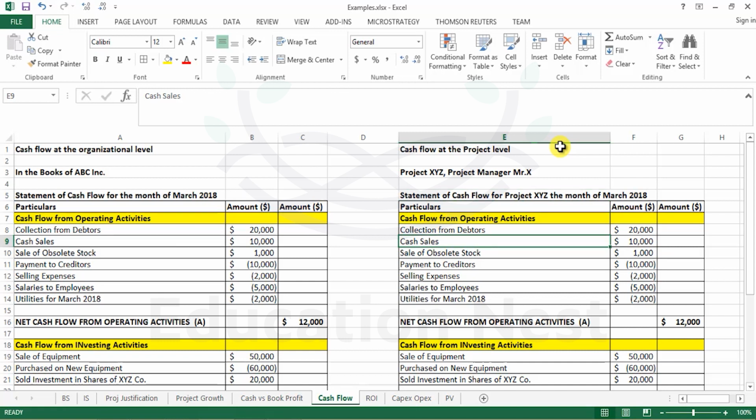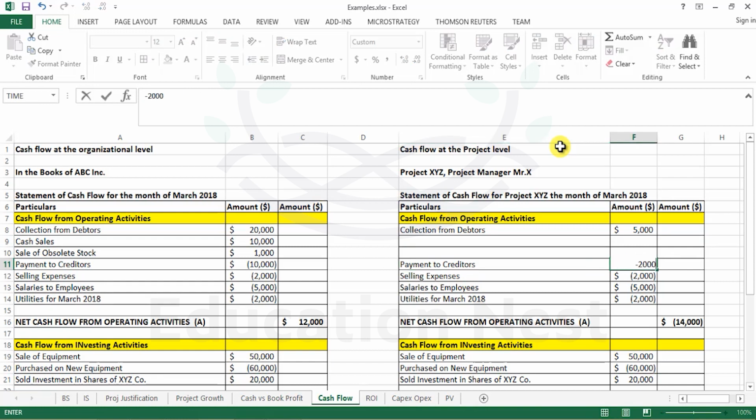Now, what can be the cash flow for project XYZ for Mr. X? It's obviously debtors' collection can be there if it's a revenue driven project where they have the timelines and all set up. We'll say we had a collection of somewhere around $5,000 for the month of March. Cost of sales, cash sales, nothing. We'll just remove this. Obsolete stock is supposed to be the company's liability, I think so. We paid to creditors, let's say, $2,000, which are only relevant to Mr. X's project over here.